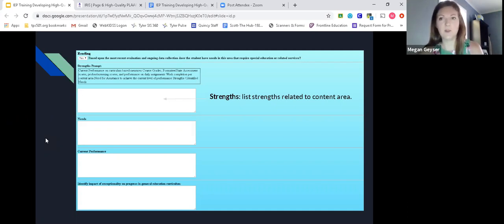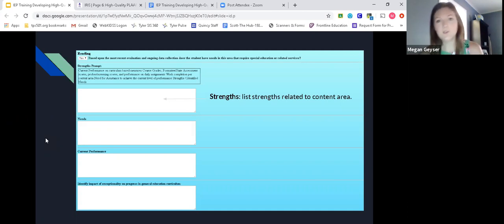Maybe if they really like art, this is where that can go. I've seen an example of a student that gets along very well with peers and adults, and they just really want to do their best. That's okay to still put in there, but we also want to remember to put in the strengths that can support the student in their general education classroom with that curriculum, like the examples from the previous slide.